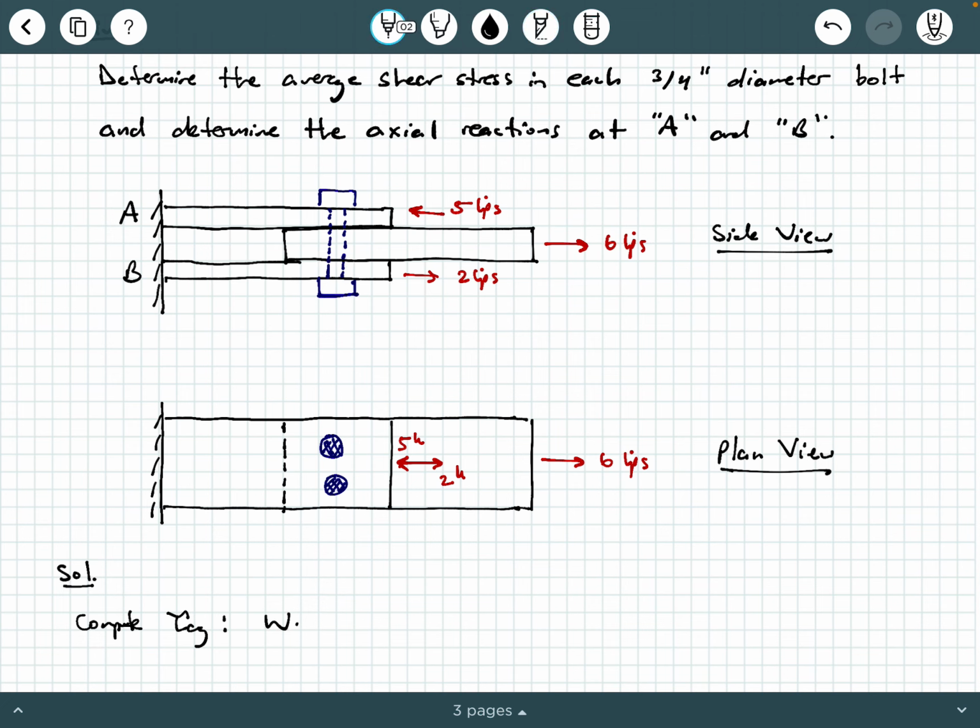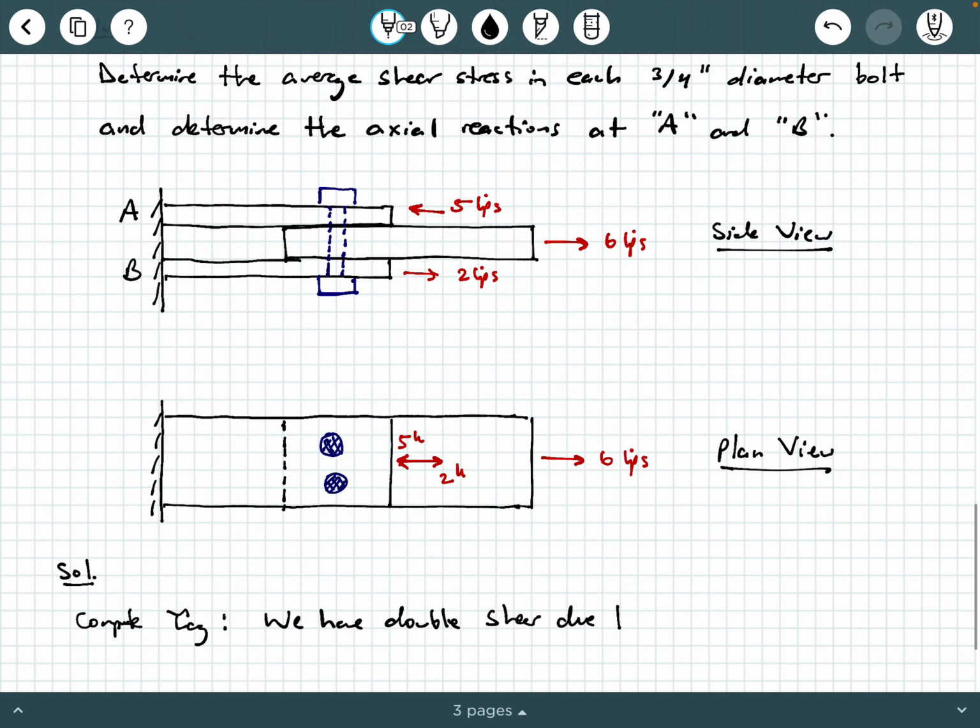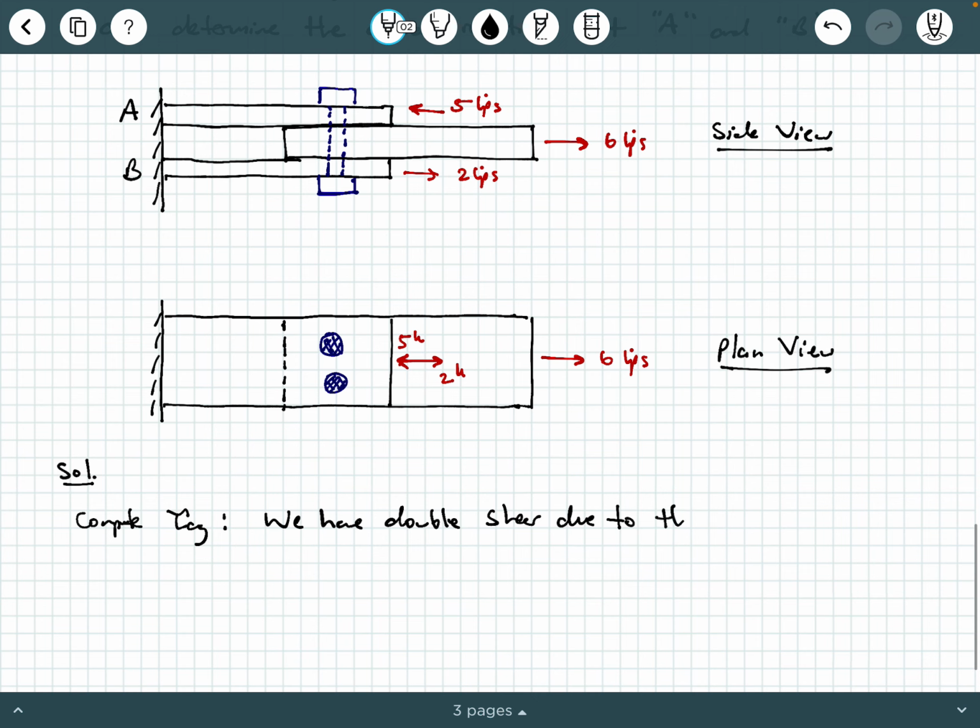So we're going to say we have double shear due to the 2 shear planes. So what does that mean? That means that this 6 kips, which is applied axially through this middle plate, is going to get divided between those 2 shear planes.